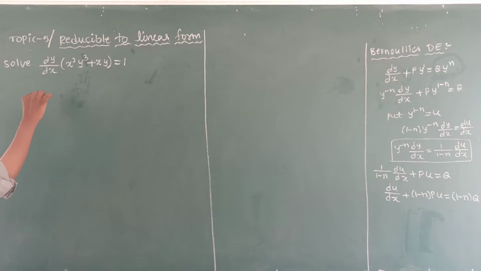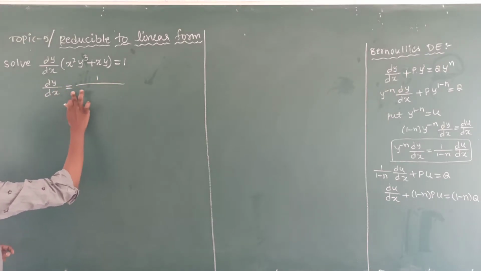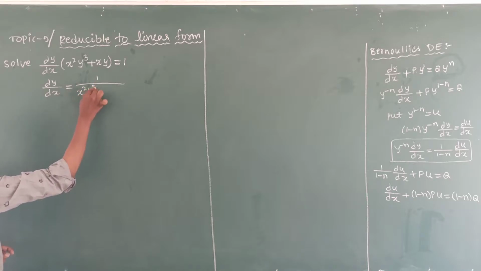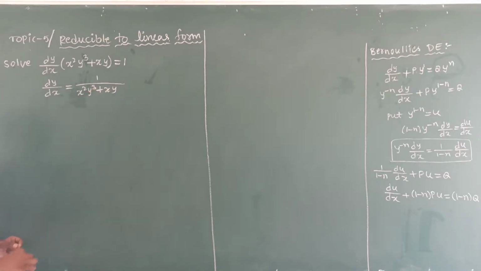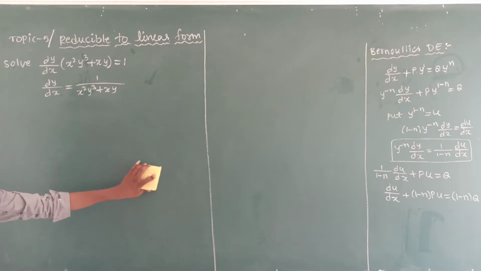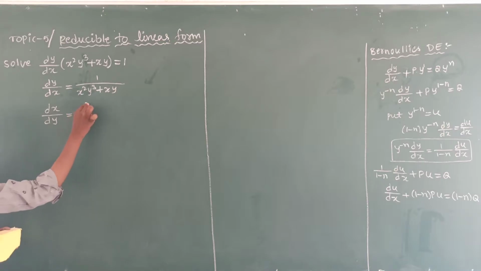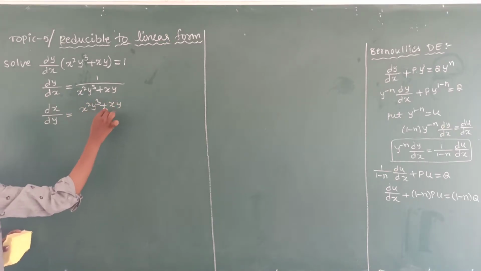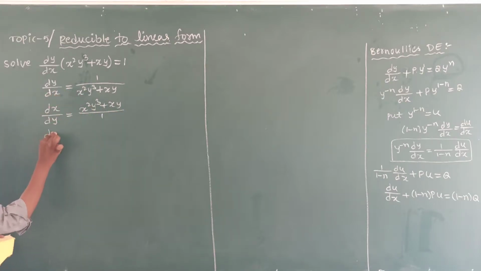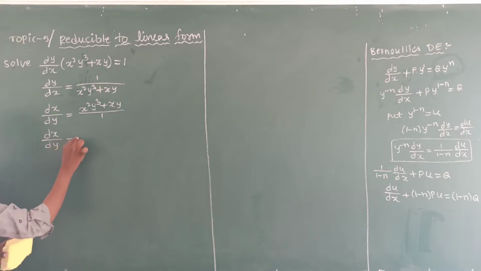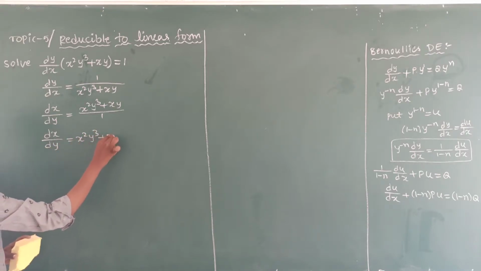So writing here, dy by dx is equal to 1 by x square y cube plus xy. If you want to split this into two terms, it will not be possible. Why? Because the sum of two terms is in the denominator. Like we did one problem yesterday, same like that. Now we have to take the reciprocal on both sides. Then it will be dx by dy is equal to x square y cube plus xy.